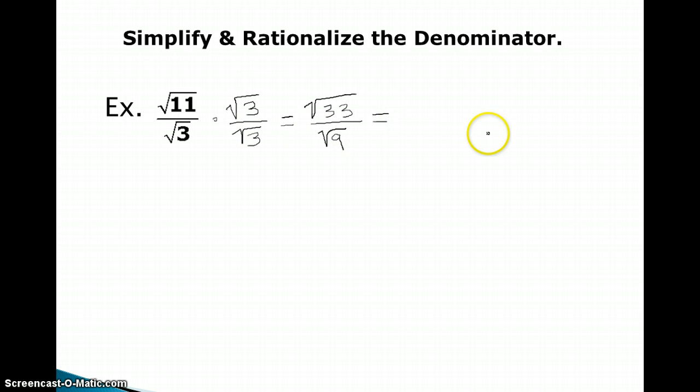Now here we can see another step left, with the square root of 33 left in that numerator, but the square root of 9 is simply 3. So our final answer becomes the square root of 33 divided by 3. We've eliminated that radical in the denominator.